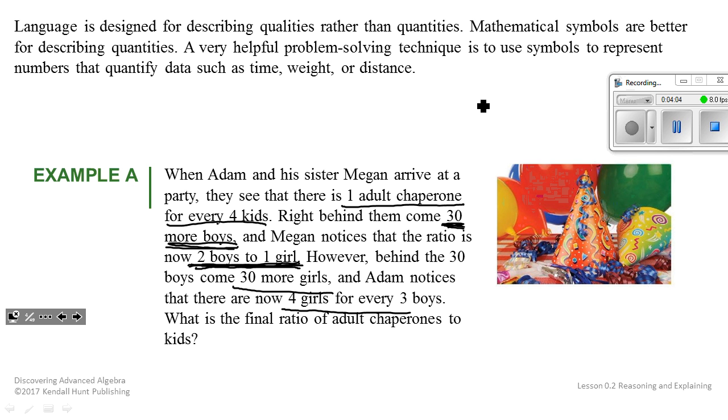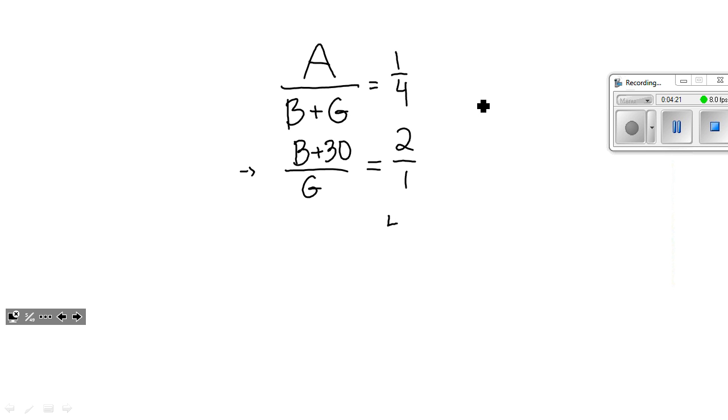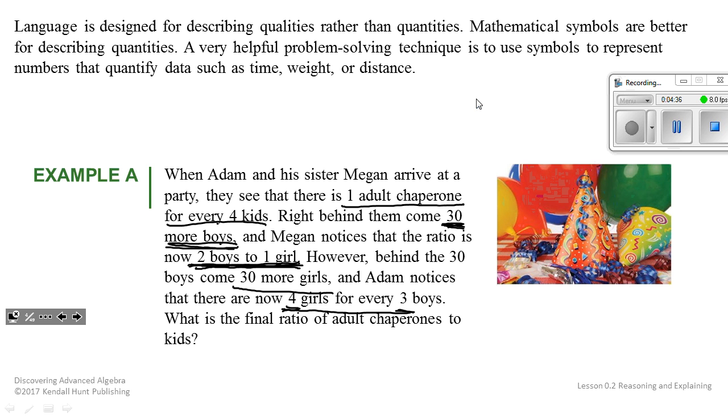All right, now third one. However, behind the 30 boys come 30 more girls. And Adam notices now that there are 4 girls for every 3 boys. So now I have a ratio that's girls to boys, right? And that ratio is 4 to 3. And we said there were 30 more girls. So I have boys plus 30, so the girls plus 30 over the boys is 4 to 3. All right, so let's take a look at the questions.